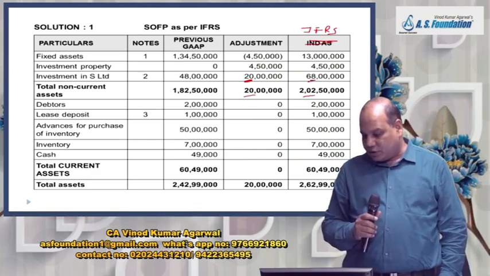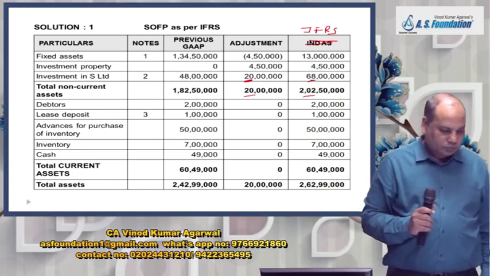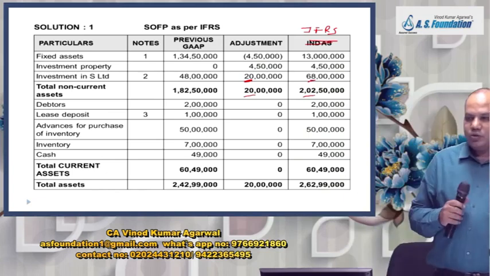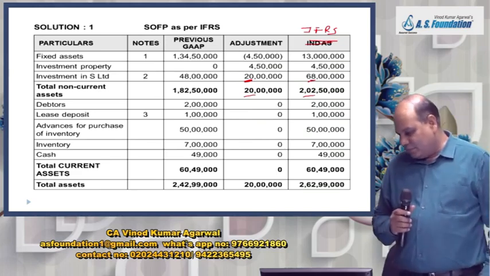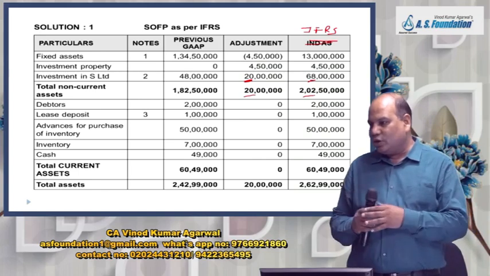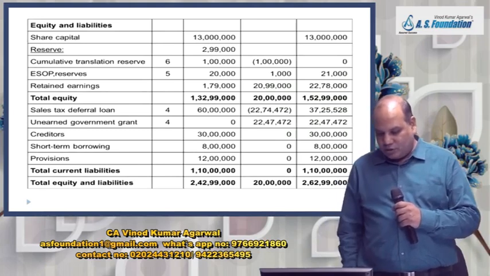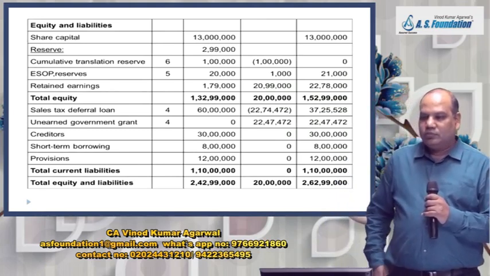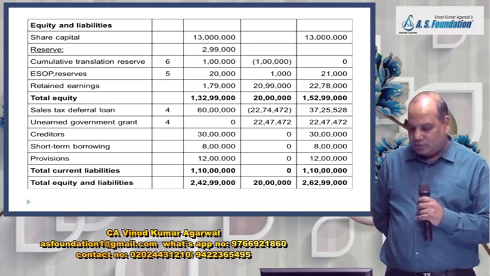Total asset previous GAAP 2 crore 42 lakh 99,000. Total change 20 lakh. IFRS column total 2 crore 62 lakh 99,000. Are you checking? Yes or no? It will only increase by 20 lakh. Now see the equity and liability side. Share capital, no change, 13 lakh, 13 lakh.